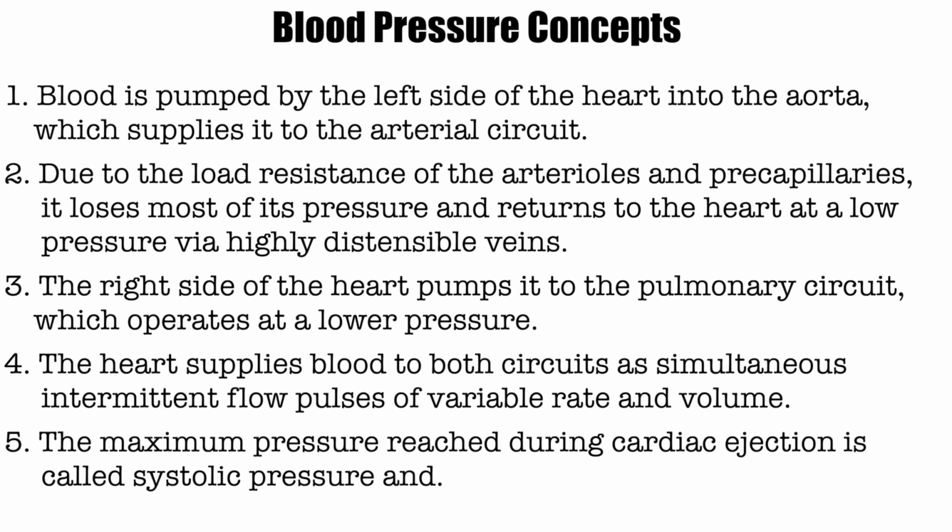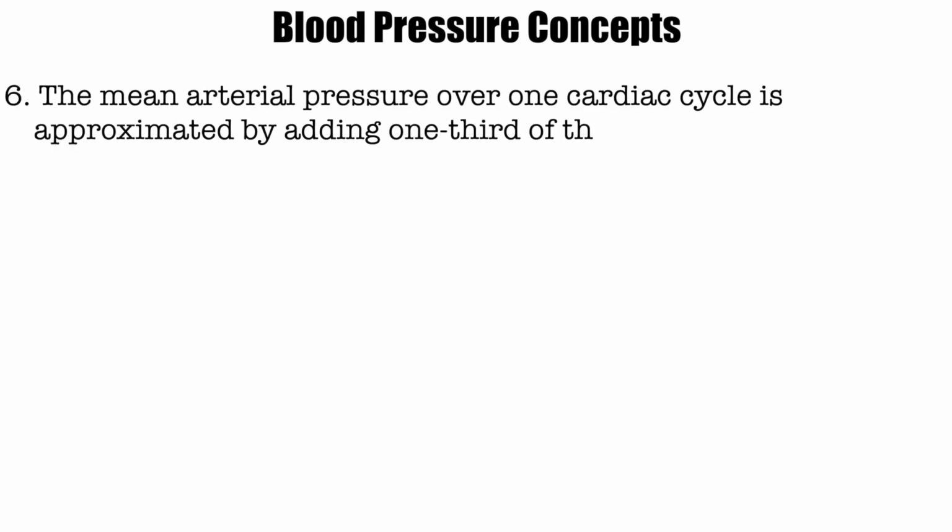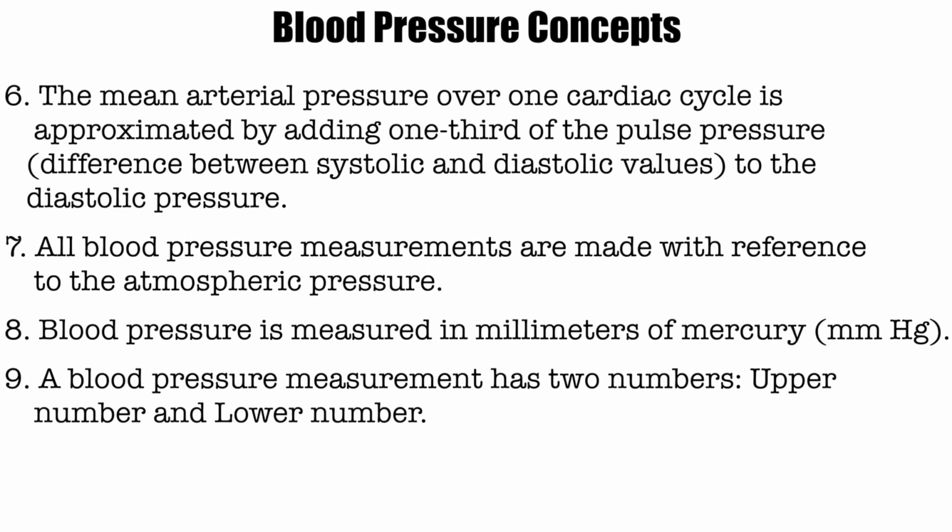The maximum pressure reached during cardiac ejection when the heart contracts is called systolic pressure, and the minimum pressure occurring at the end of ventricular relaxation is dubbed as diastolic pressure. The mean arterial pressure over one cardiac cycle is approximated by adding 1/3 of the pulse pressure to the diastolic pressure. Pulse pressure is nothing but the difference of systolic and diastolic pressure.